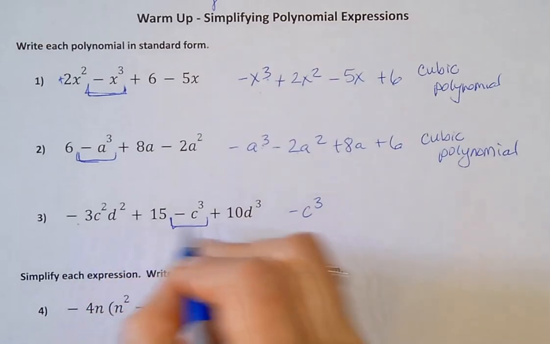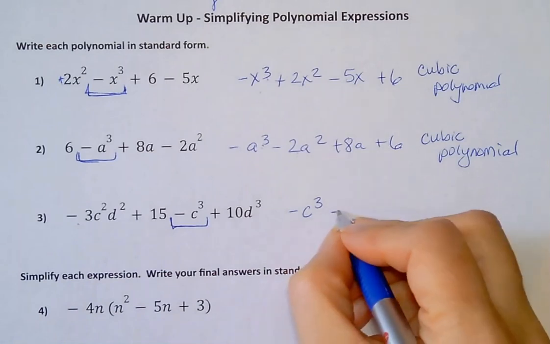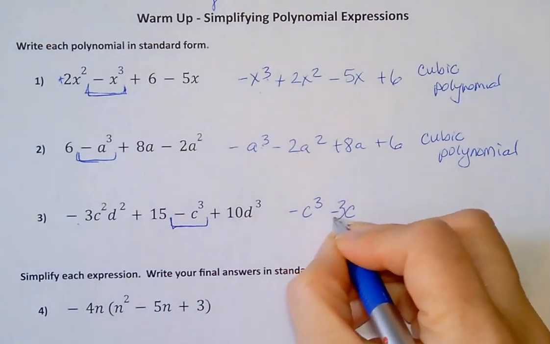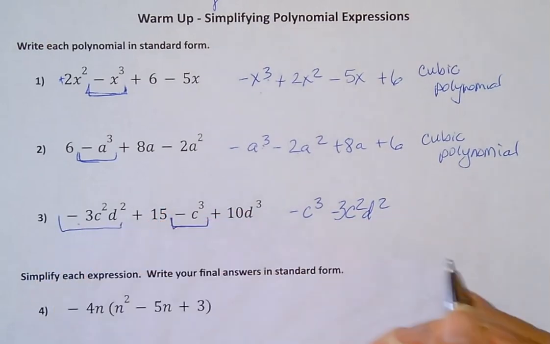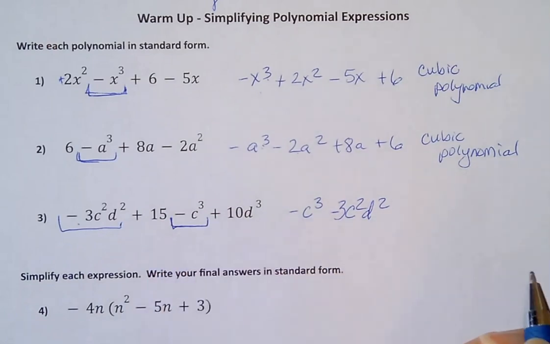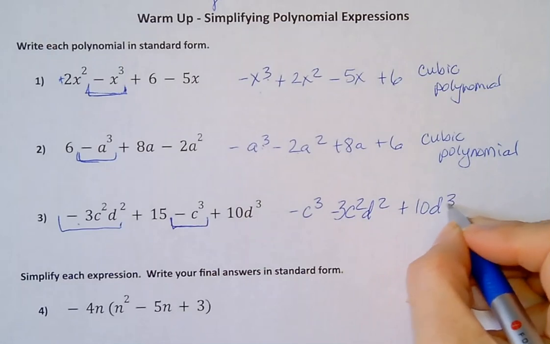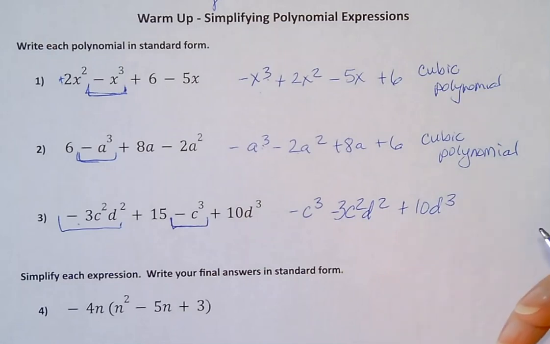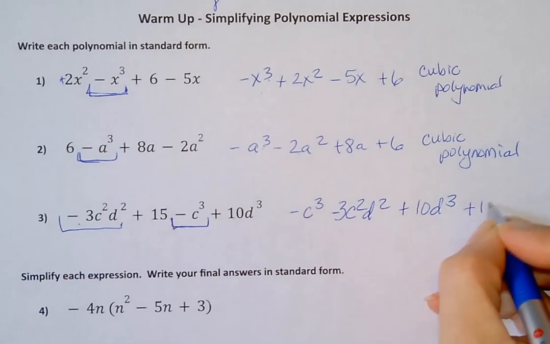My next term is going to be minus 3c squared d squared. So I'm taking this guy second. Okay, and then I have to make a decision about 10d cubed and 15. I'm going to choose 10d cubed, just because it still does have a variable, and then I'm going to have my constant last.